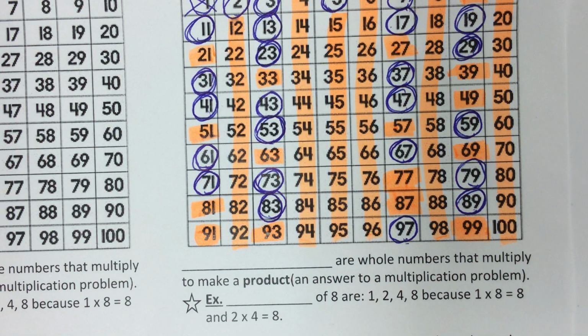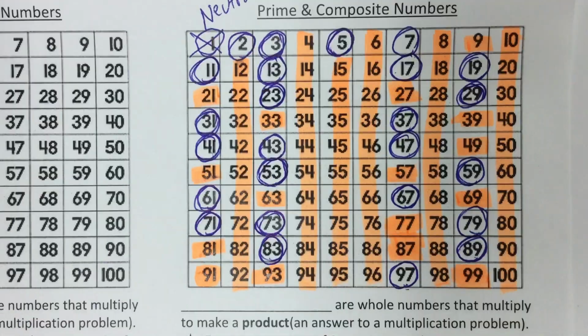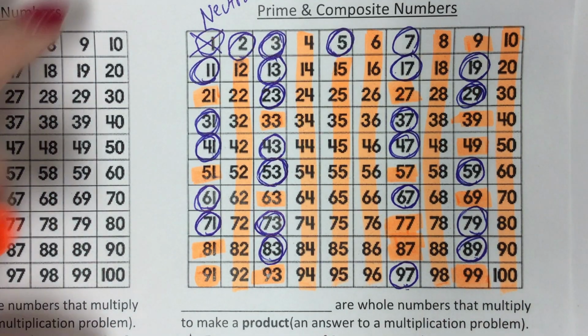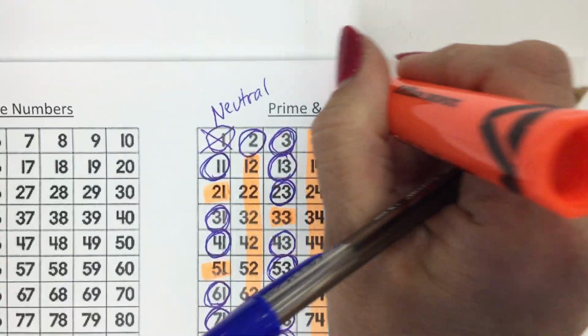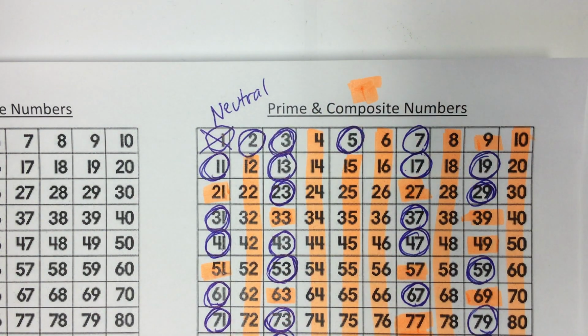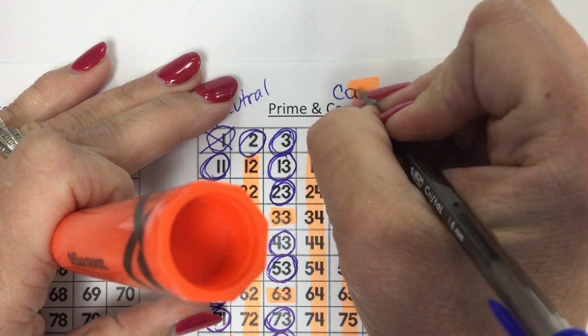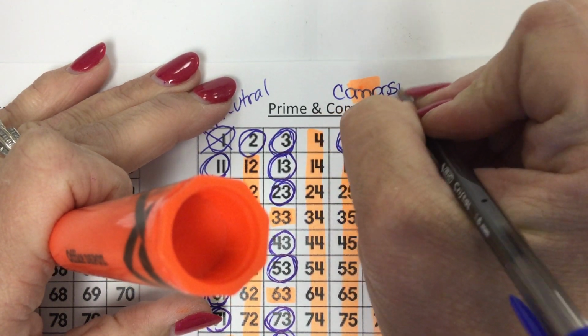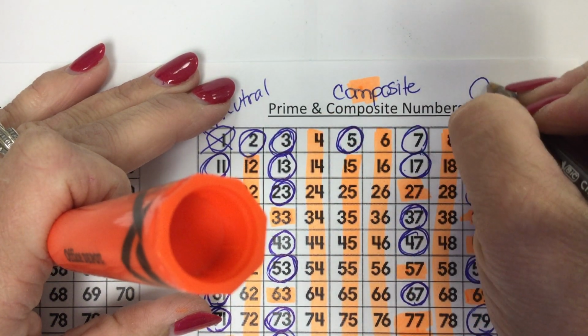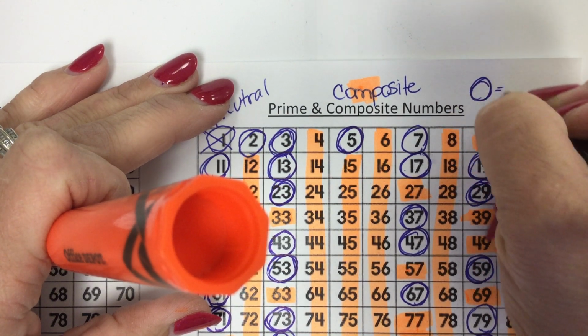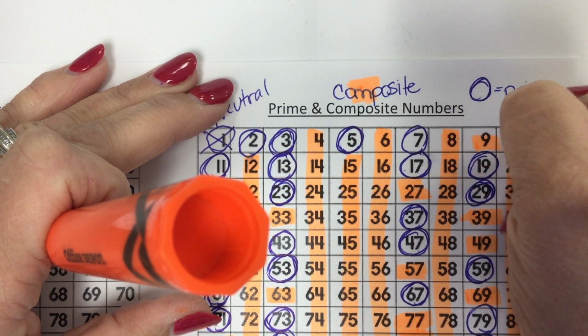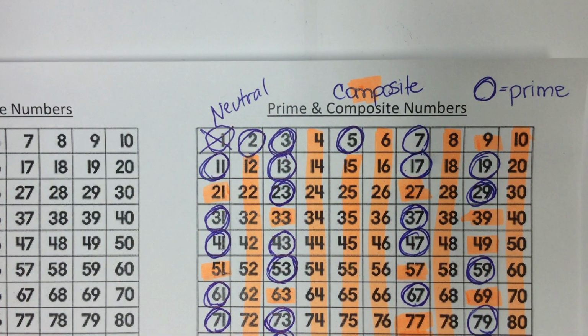So, all the numbers that are highlighted are composite. So, those are our composite numbers. All the ones that are circled are our prime numbers. Okay?